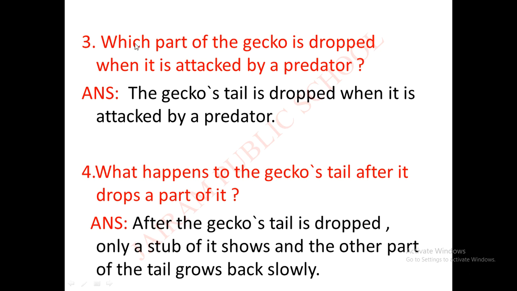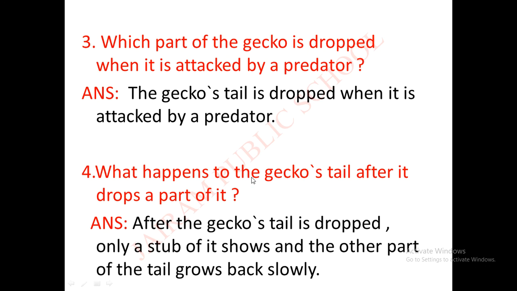So, which part is the right answer? Yeah, the gecko's tail. So, the answer is the gecko's tail is dropped when it is attacked by a predator. What is the spelling for tail? T-A-I-L, tail.